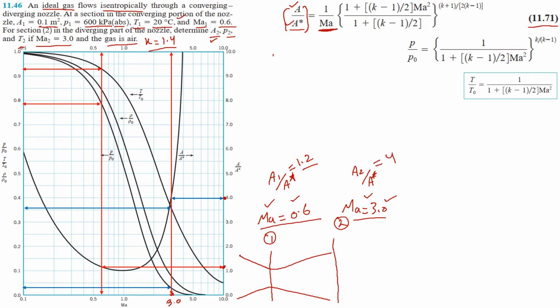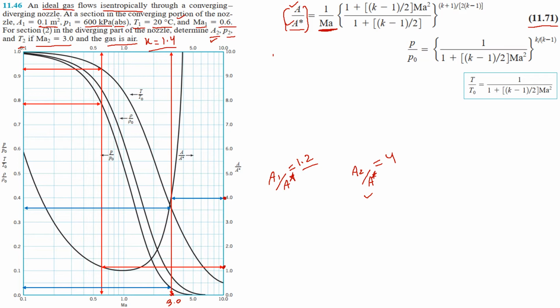So this is our A2 or A star. We have now gotten these values, and let's use these values in equations to find A2, because we know A1, we know this ratio. So now let's use these values, and by rearranging this equation, first for this value.